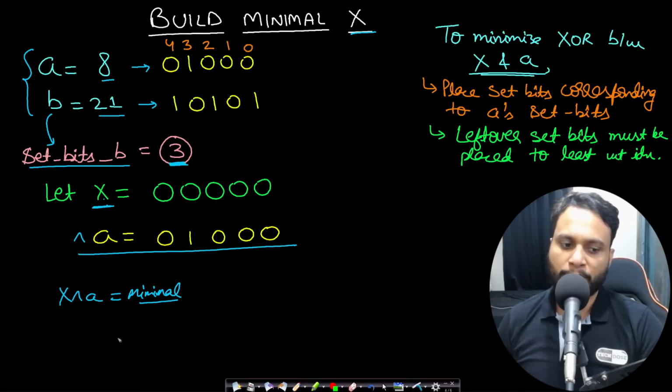And if you know the XOR property, 1 XOR 1 will be 0. So don't you think that I will first be placing the set bit where a is having the set bit so as to nullify them?